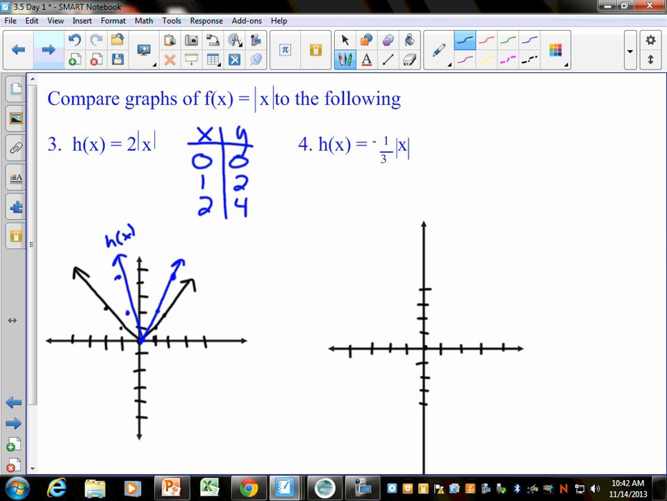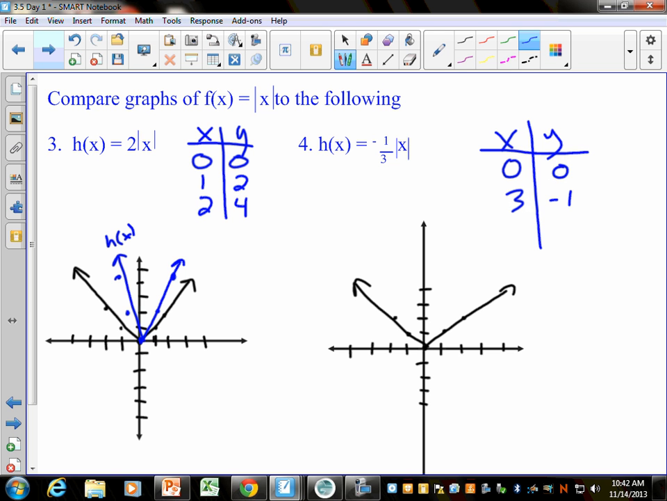Again, I'm going to make my paragraph here just because your book makes you do that. Again, XY charts are not the worst thing in the world here. But for me, if I see a fraction, I don't want to graph a fraction, so I'm going to try to pick numbers that make that fraction go away. So if I pick 0, I still get 0. What would be a good point to pick here so I don't have to graph a fraction? 3, because if I pick 3, then 3 times negative 1/3 is going to give me negative 1.